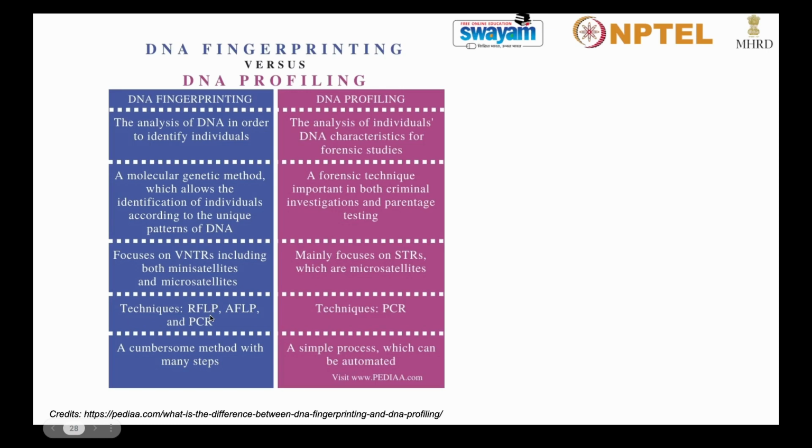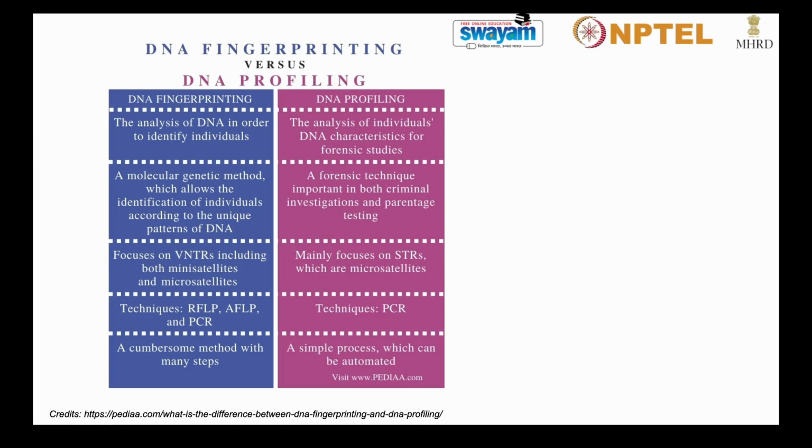The techniques which we use for DNA fingerprinting are RFLP, AFLP and PCR, whereas for DNA profiling we use PCR. As we have discussed, PCR is a technique performed in vitro, whereas RFLP is performed in vivo, and the technique performed in vivo is very time consuming. For forensics we do not have that much time, so we use PCR so that we can identify it quickly. The last point says that DNA fingerprinting is a cumbersome method with many steps, whereas DNA profiling is a simple process which can be automated as well. Okay, so I hope it is clear.